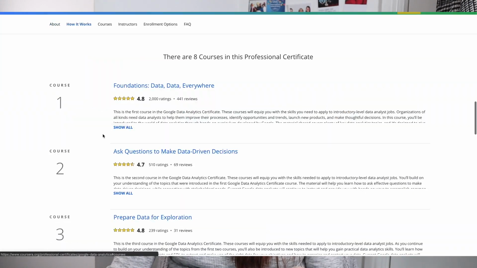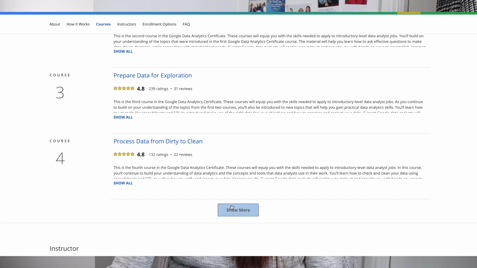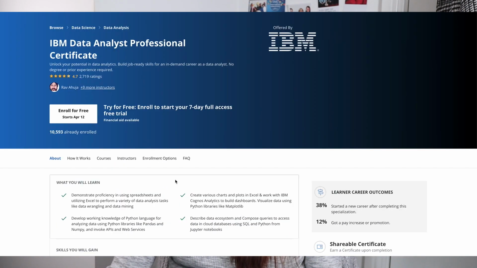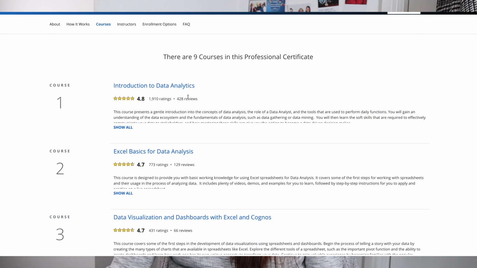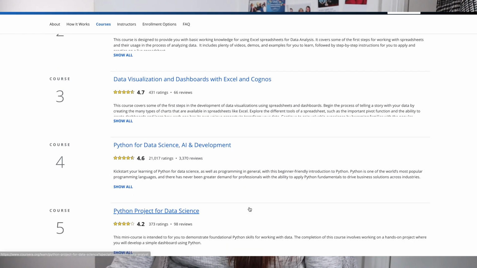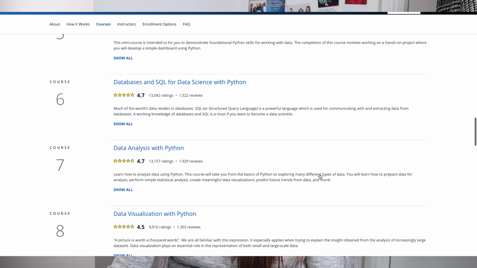The reason that I personally like specializations so much is that they are a collection of courses that are specifically built to follow one another and build a skill set in a structured way. And if you're in the beginning of your data analytics journey, they can really be a great resource to not be overwhelmed by trying to pick the right courses or the right skills.